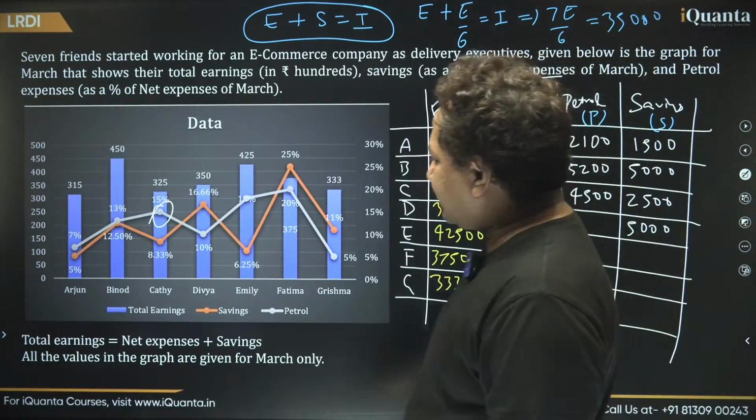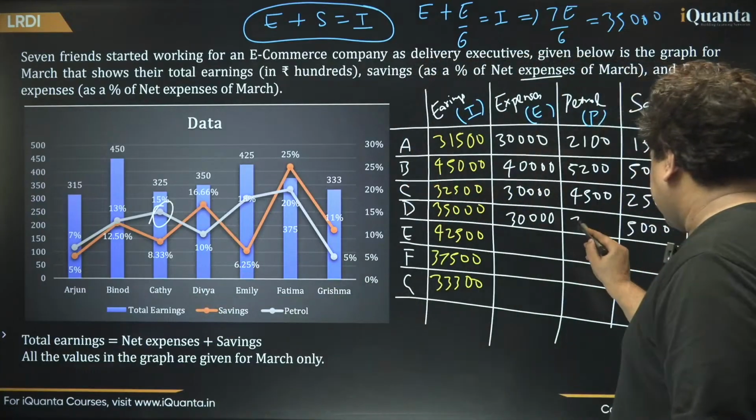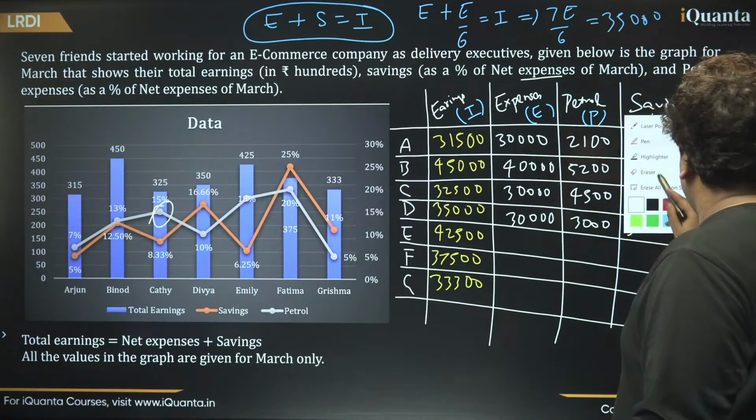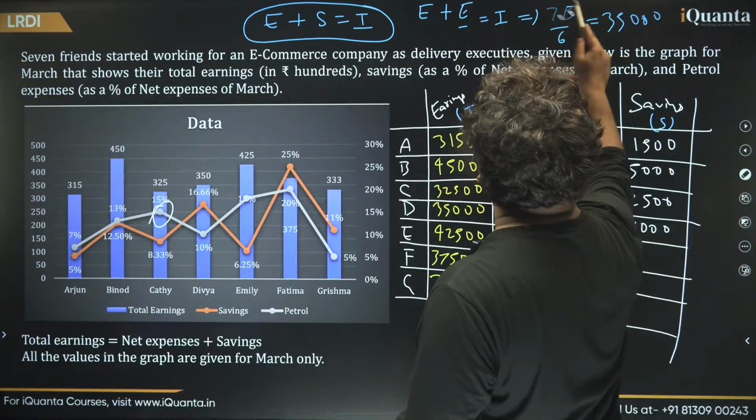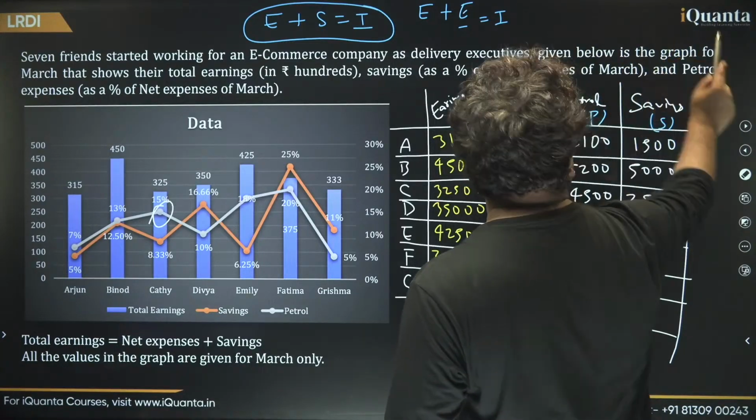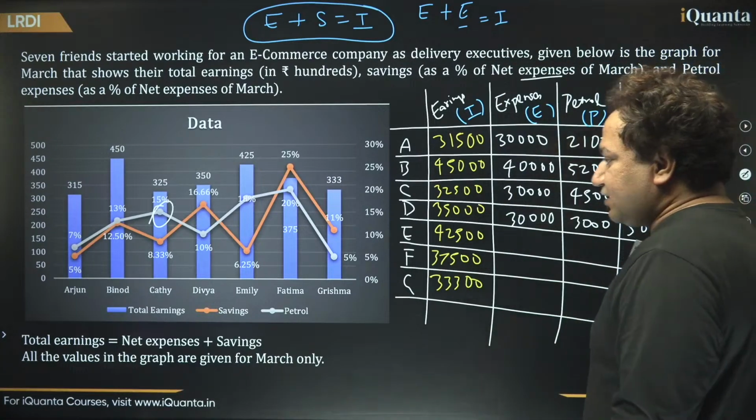And 10% of it is in petrol. 10% of 30,000 is 3,000. Wow, it's fun to calculate. Let's do the next one, which will be for the next guy, that is E. Who is E? Emily.